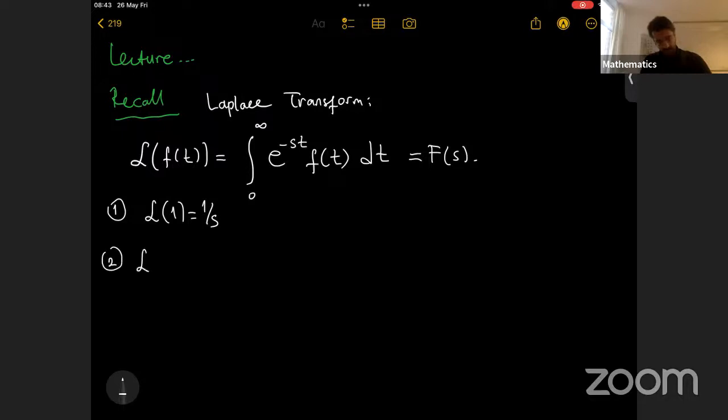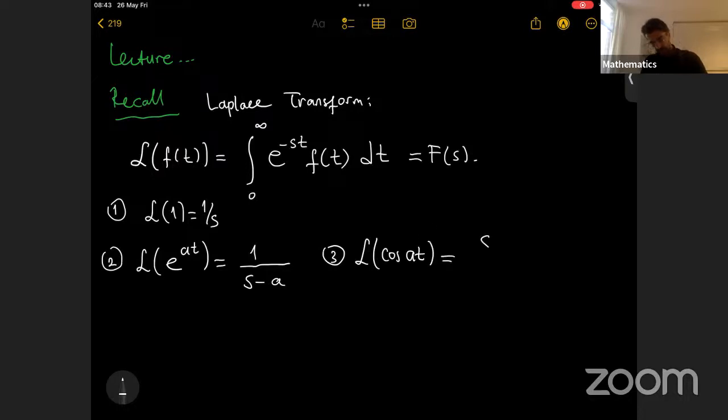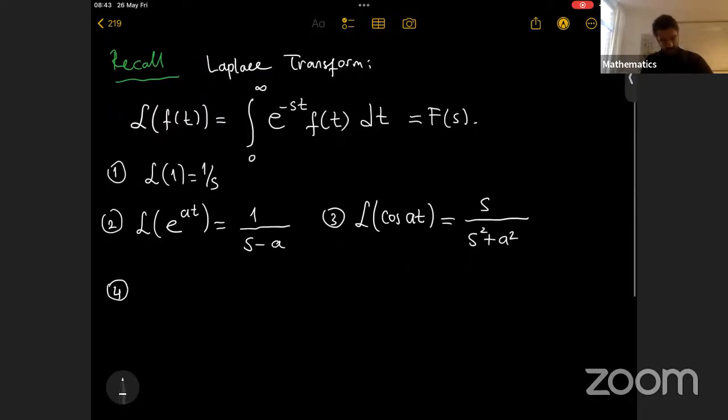Second, L of e to the at was 1 over s minus a. Third, maybe L of cosine at is s over s squared plus a squared. Similarly, L of sine at is now a over s squared plus a squared.